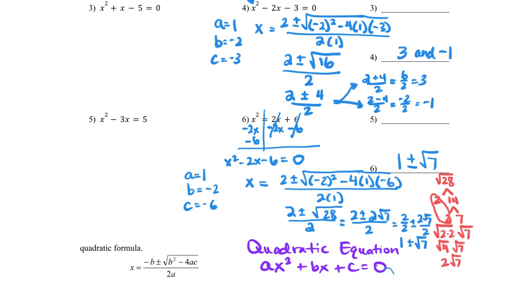I can't combine it any further because the radical, the square root, is not a like term. It's not like the integer value that I have right here.